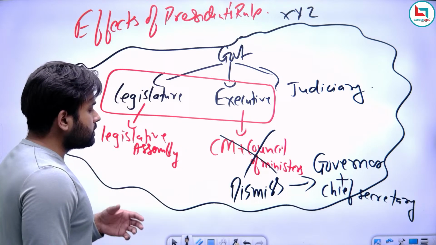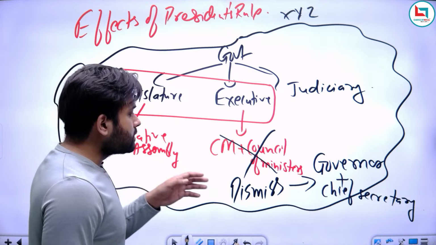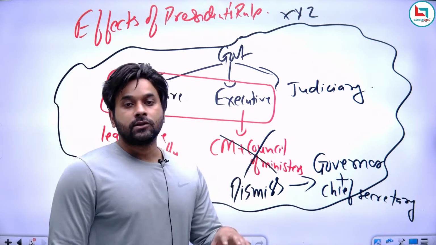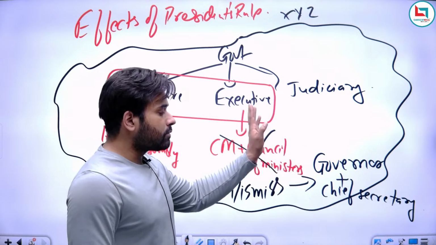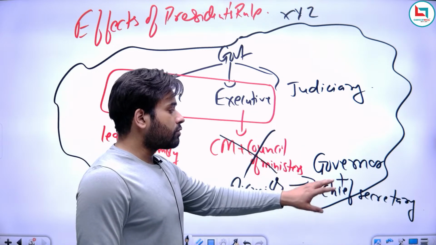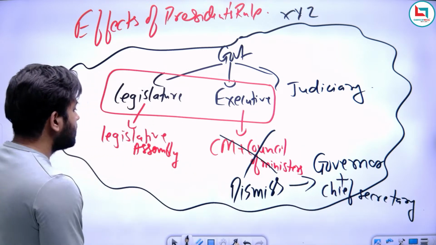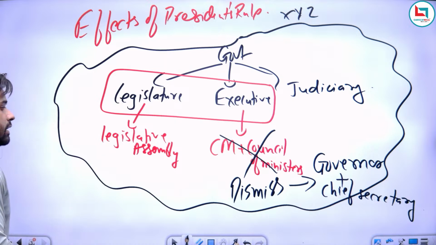So I hope this is clear, what happens to the executive when president's rule is imposed. And the answer is simple. They will be dismissed, and the governor on behalf of the president will run the administration along with the chief secretary. The chief secretary will assist the governor in running the administration.